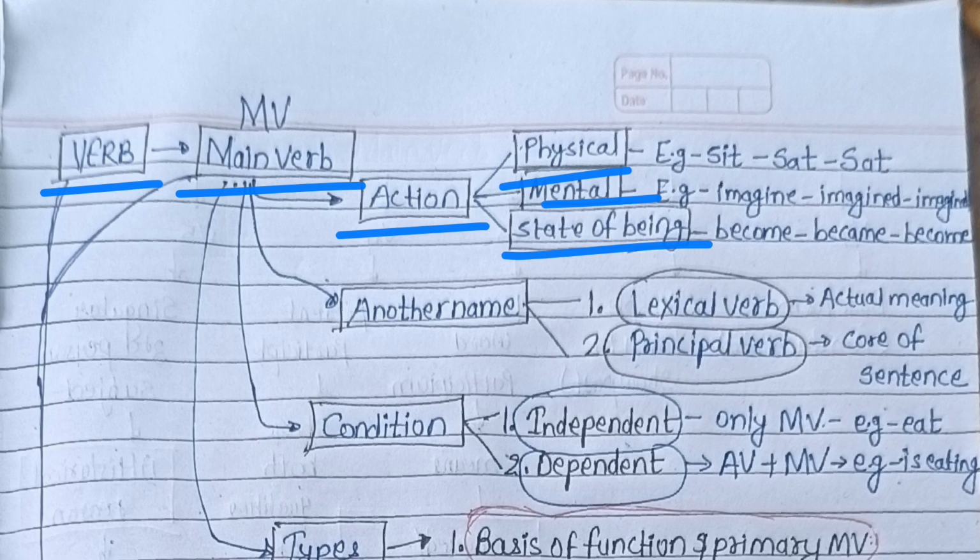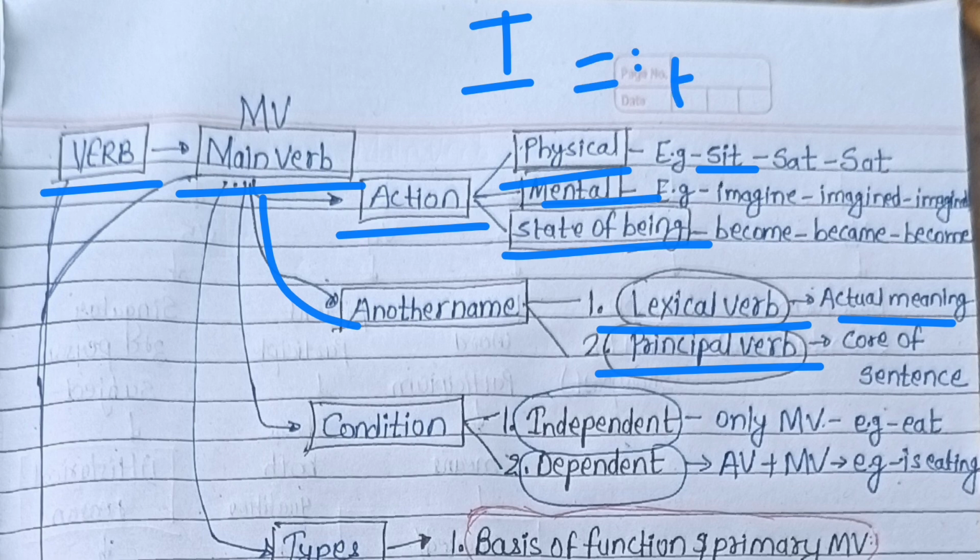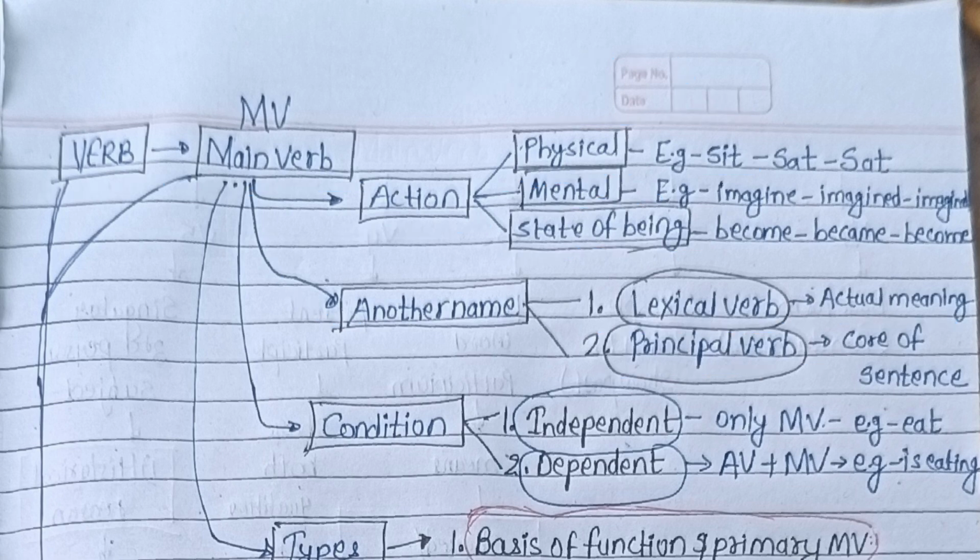Another name of main verb is lexical verb and principal verb. We also know it by these names. Lexical verb means actual meaning, and principal verb means core of the sentence. It is the core of the sentence. Suppose I say, I sit here. What is the center of the sentence? That is sit. So remember this.